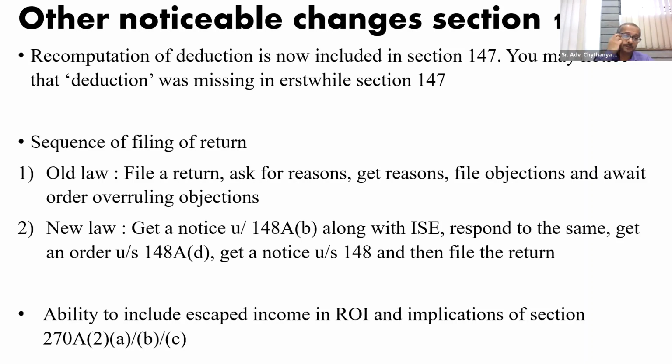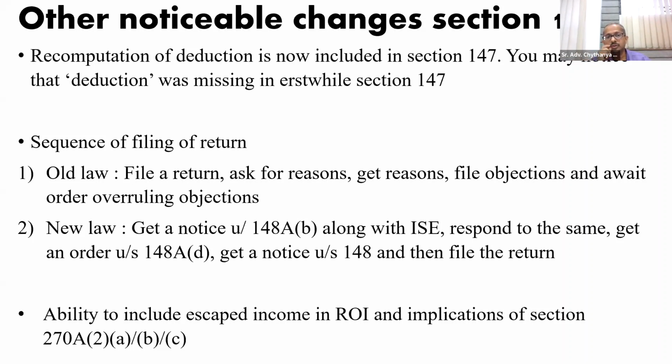That is one aspect. The other aspect is extremely important: the sequence of filing of your return. Under the old law, as you are aware, 259 ITR 19 GKN, once the notice comes, you have to first file a return. You don't even know what the reasons are. You have to file a return. Then you ask for reasons, get the reasons, file objections, and await the order disposing of the objections for you to proceed further.